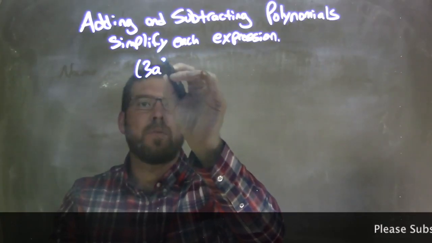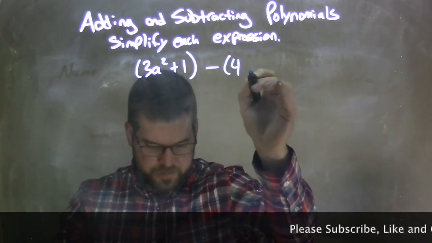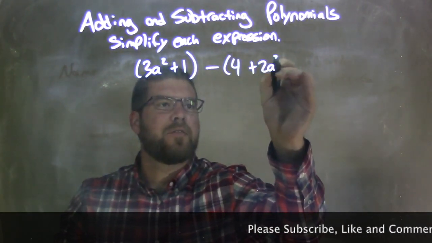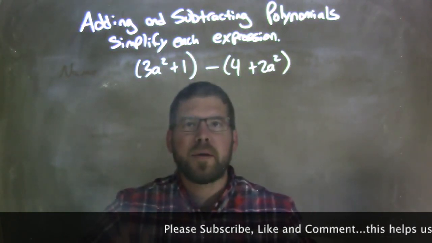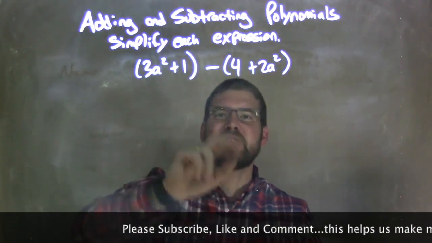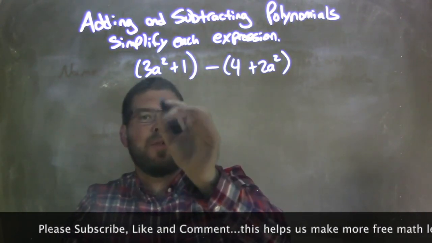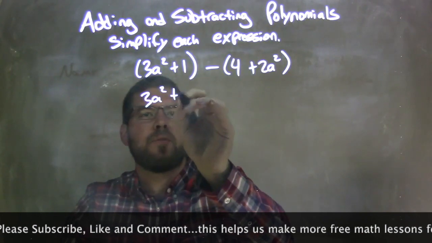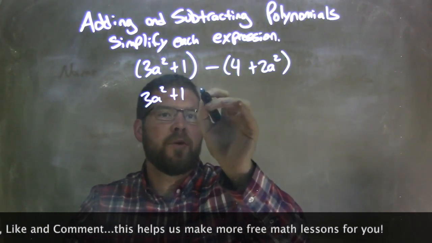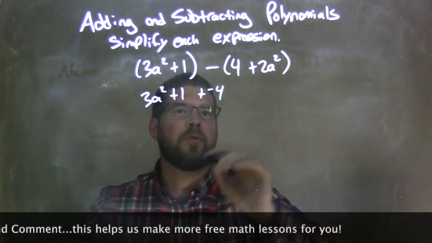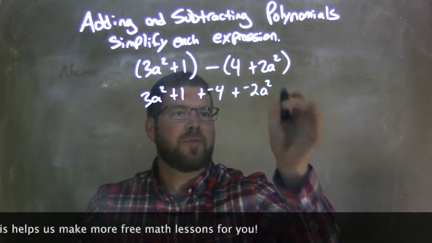3a squared plus 1, parentheses, minus 4 plus 2a squared, parentheses. Okay? So what I'm going to do first is I'm going to distribute that subtraction sign across. There's nothing I can do to simplify this parentheses, so I'm going to rewrite this to be 3a squared plus 1. And I'm going to distribute that minus sign across, so we have plus, excuse me, a negative 4, and then subtraction here, plus a negative 2a squared.